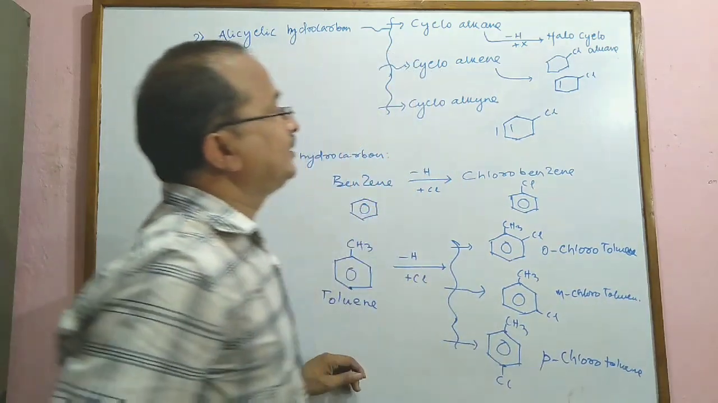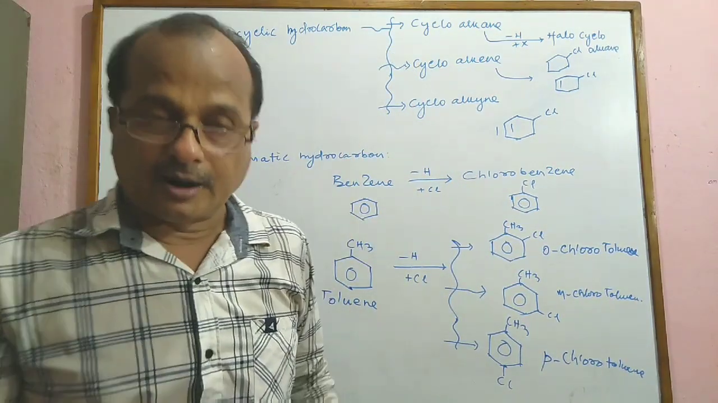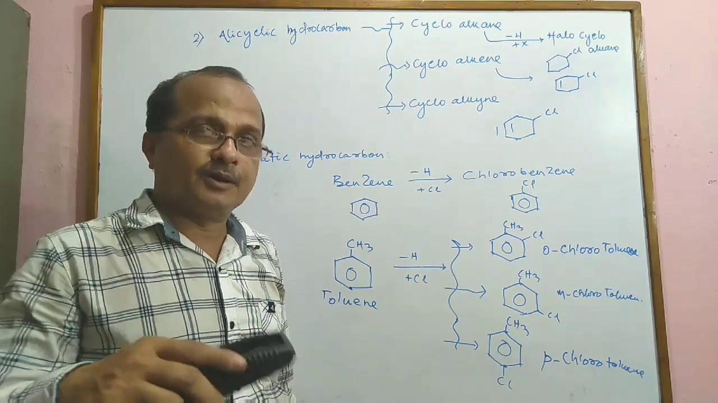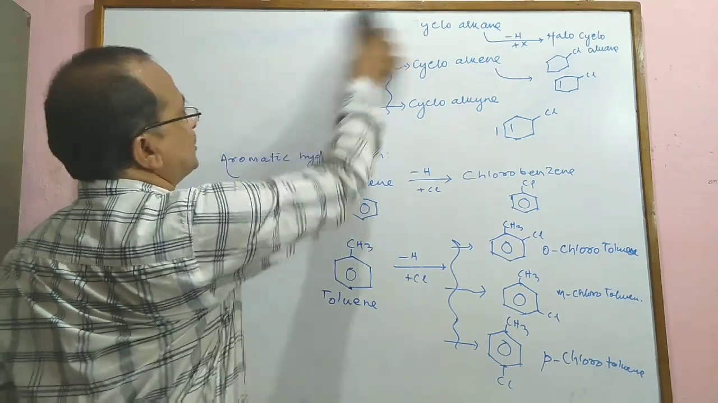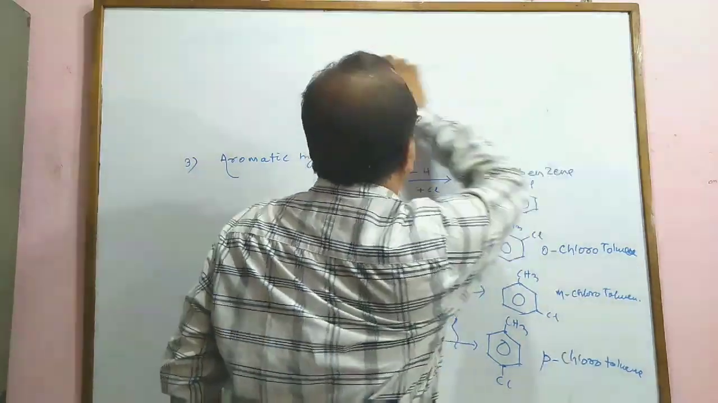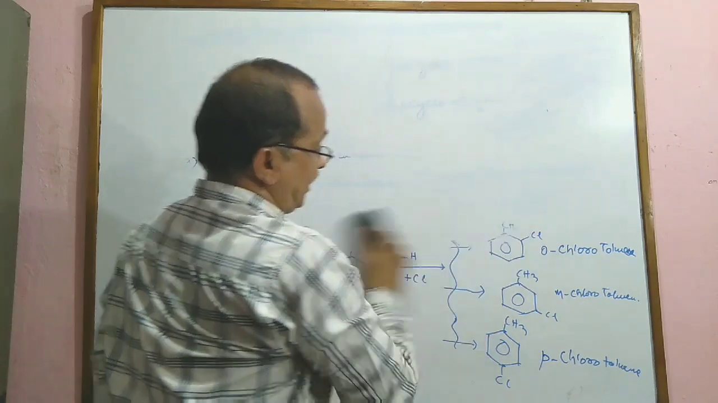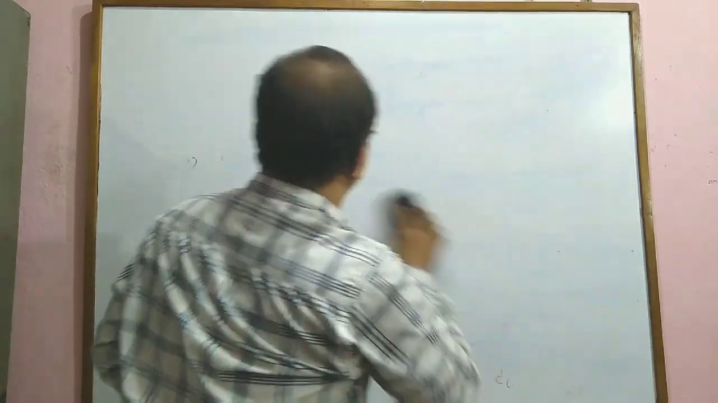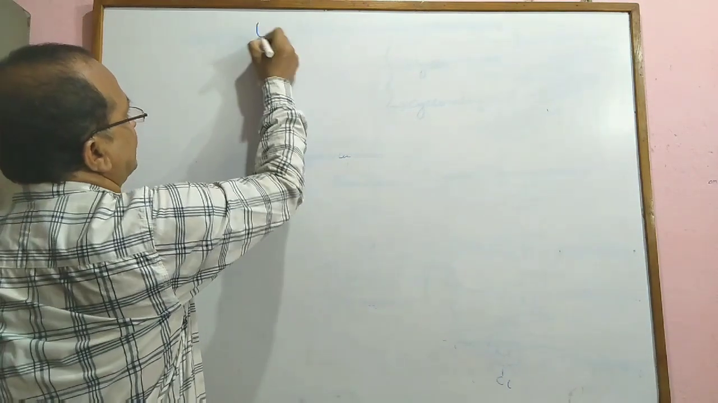Okay, so these are the halogen derivatives of different hydrocarbons. Next we will discuss the classification of hydrocarbons on the basis of the nature of hybridization of the carbon chain. Or rather, first we will discuss the classification of halogen derivatives on the basis of the number of halogen atoms.